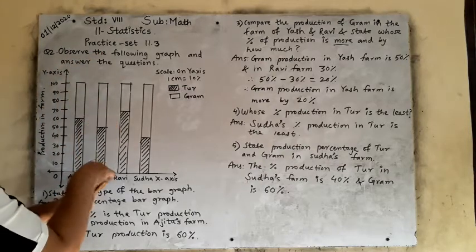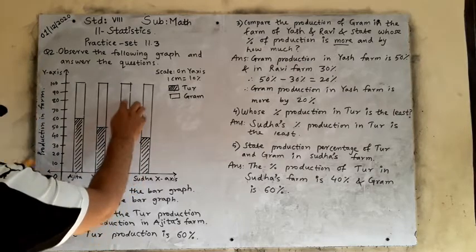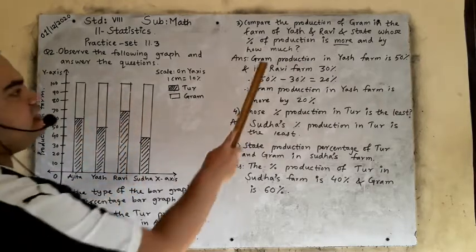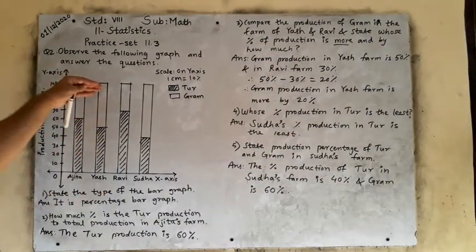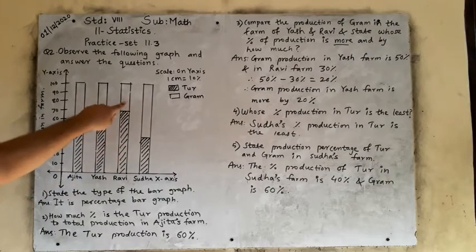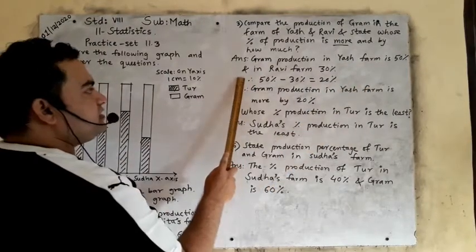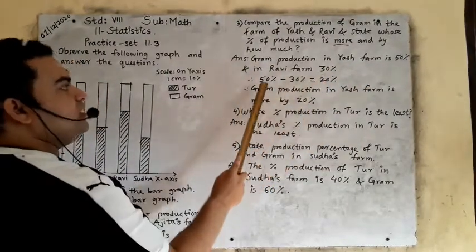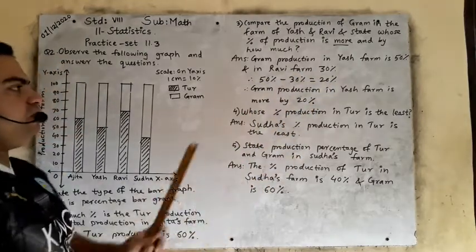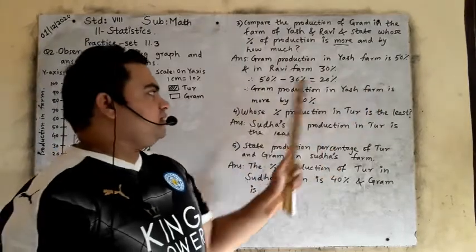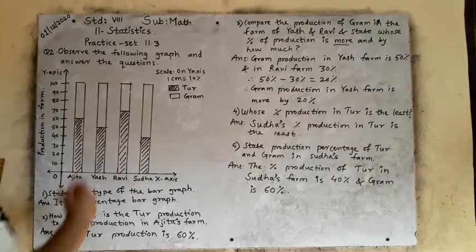So 50% gram in Yash's farm, and in Ravi's farm, tur is 70%. It means 30% gram. So we will say gram production in Yash's farm is 50, 50 is tur, 50 is gram. Here 70 is tur, so 30 will be gram. So gram production in Yash's farm is 50% and in Ravi's farm 30%. So 50% minus 30% is equal to 20%. Therefore we will write, gram production in Yash's farm is more by 20%.